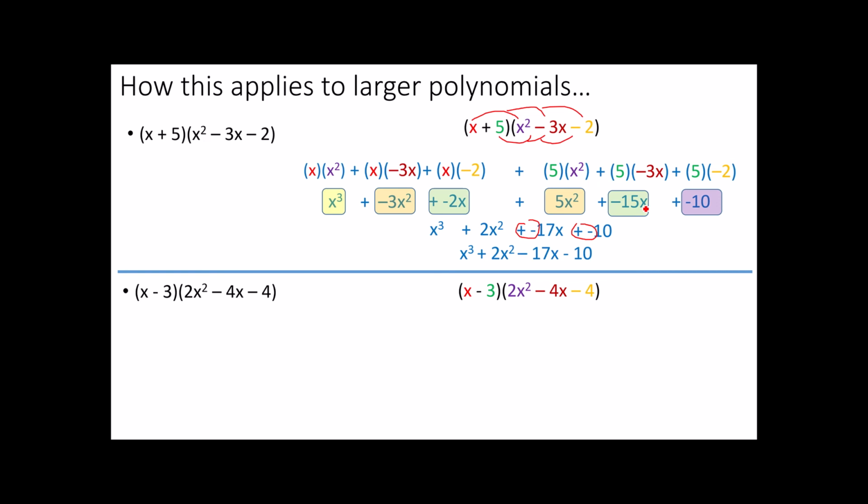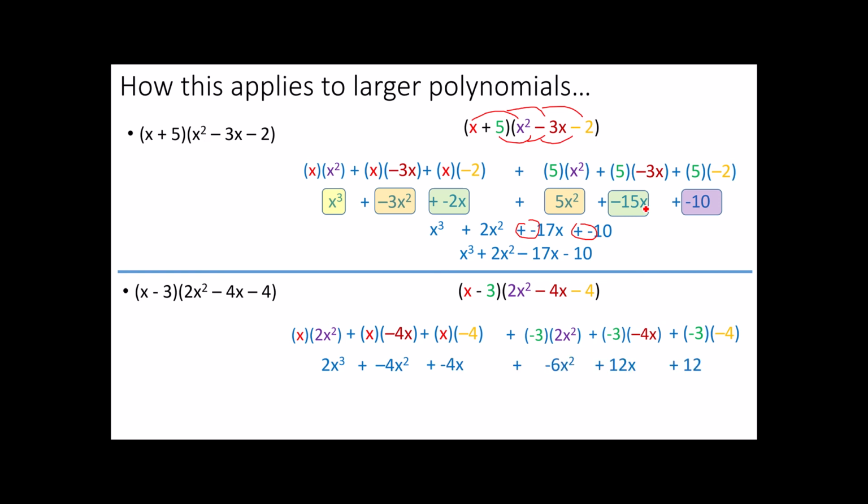I'm going to do this quickly, assuming you've paused and tried on your own. Multiply the x times everything in the second parentheses. Take the negative 3 times everything. Simplify each of those expressions. And start looking for things that are alike.